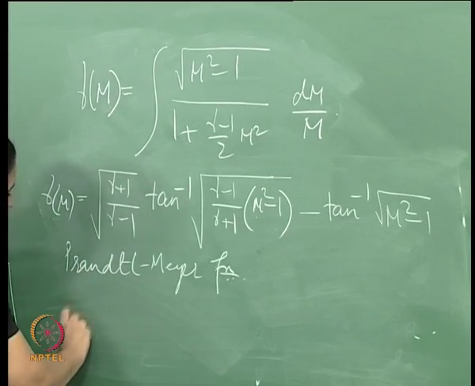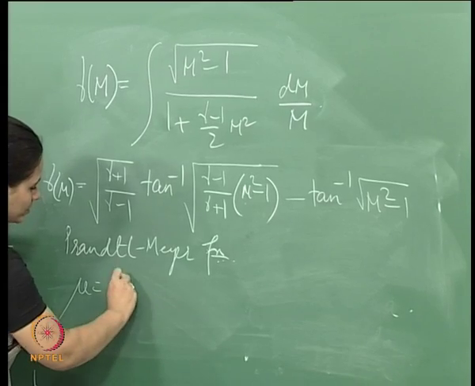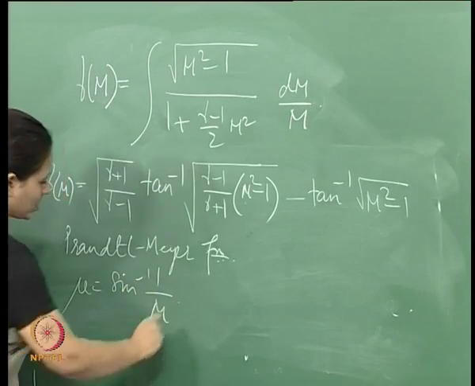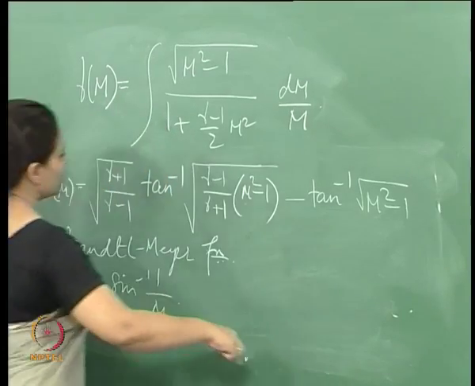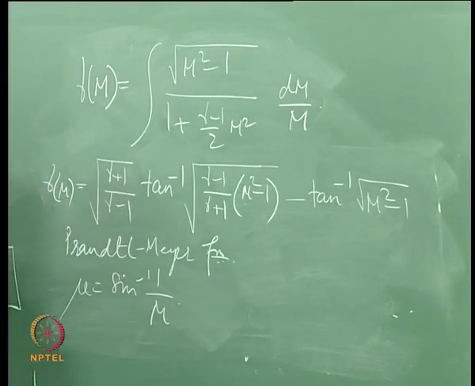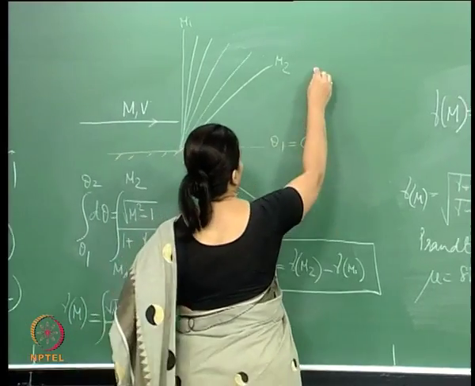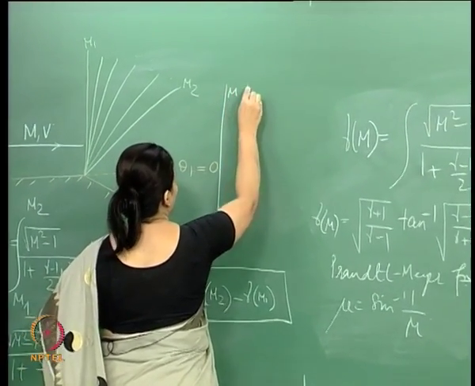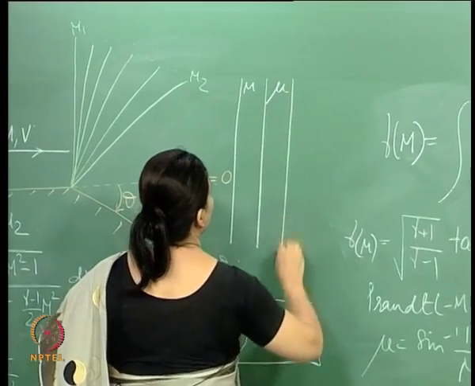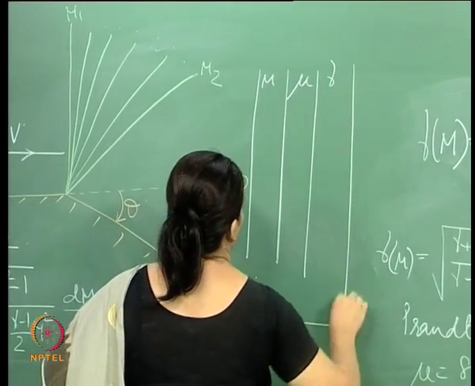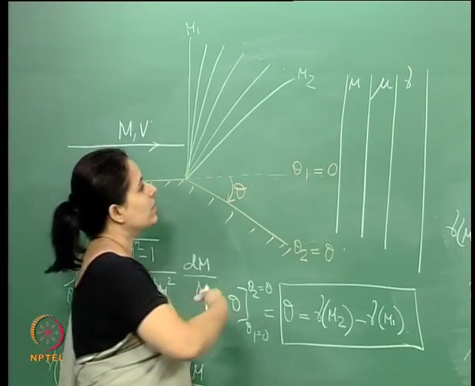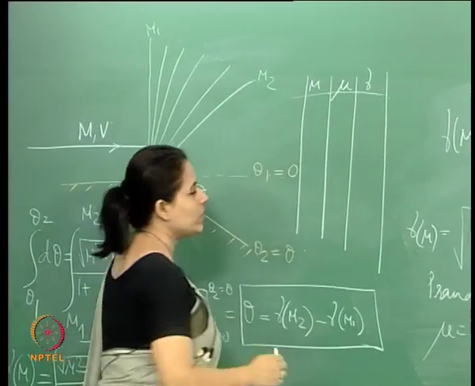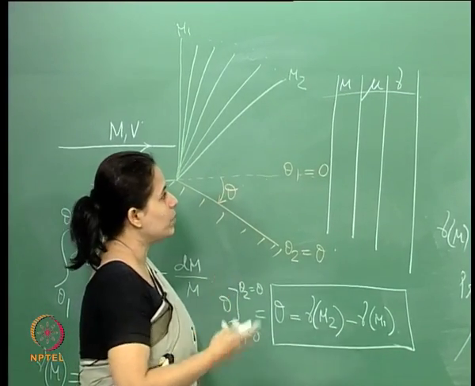Also, the Mach wave angle is sine inverse of 1 by M, so the Mach wave angle can also be calculated. Therefore, what you will have in the standard charts is basically a listing of the Mach number, the Mach wave angle and the Prandtl-Meyer function. This is what you will have for the Prandtl-Meyer expansion waves.